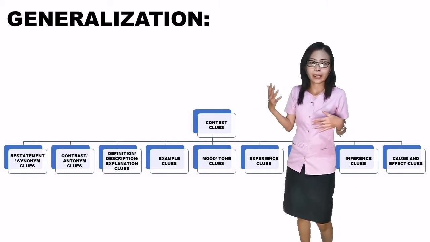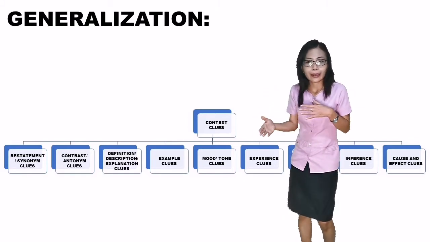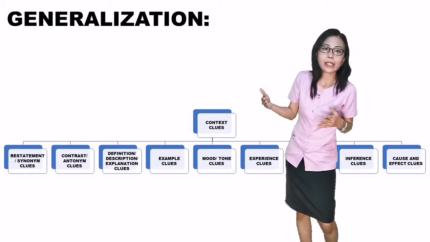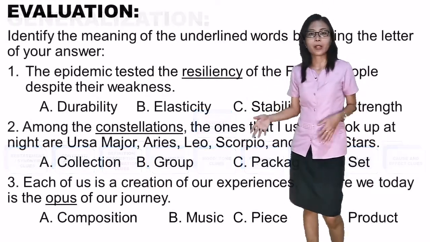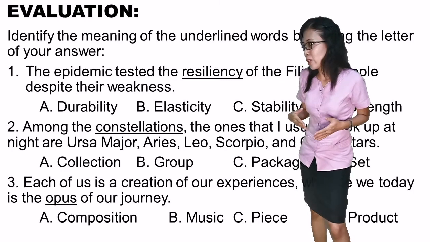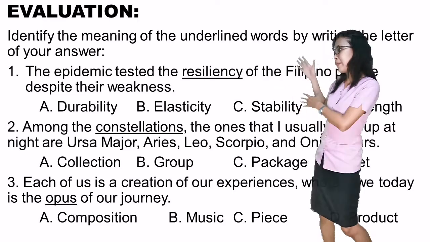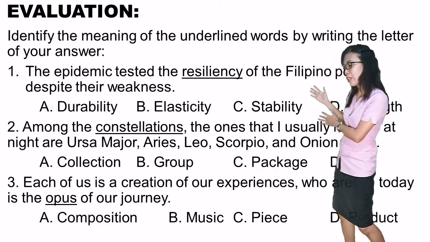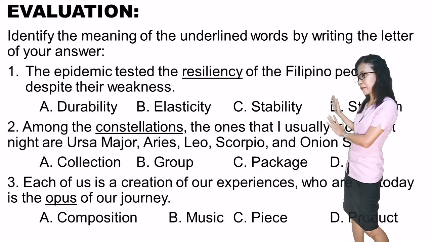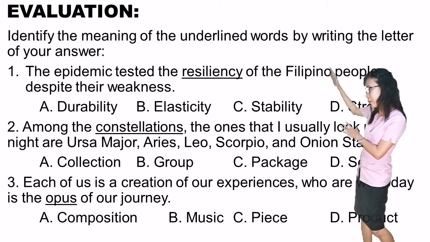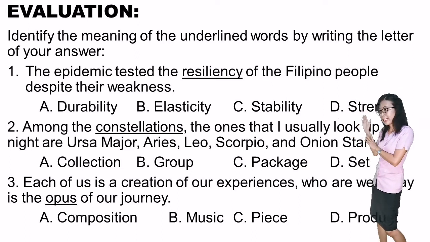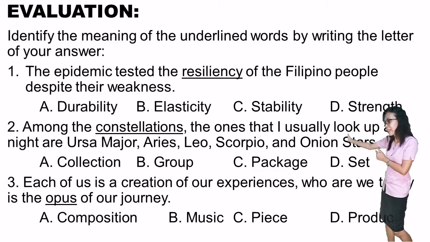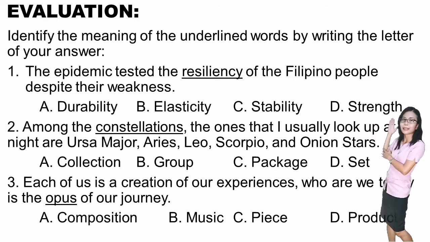Now that you know what context clue is about and the types of context clue we use in order to unleash the meaning of unfamiliar words within the context, let us have an evaluation. The instruction is, you're going to identify the meaning of the underlined words by writing the letter of your answer. Number 1. The pandemic tested the resiliency of the Filipino people despite their weaknesses. The underlined word is resiliency. What is resiliency? A. Durability. B. Elasticity. C. Stability.